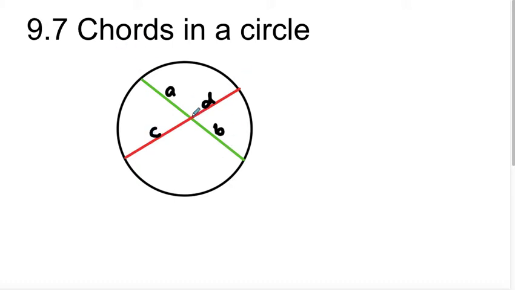So the theorem basically says that if two chords intersect in the interior of a circle, like the red and the green line shown in this picture, then the product of the lengths of the segments of one chord is equal to the product of the lengths of the segments of the other chord. So many words. Basically what that means is that segment A times segment B, so the product of the lengths of the one chord, is equal to segment C times segment D. So that's the formula that we're going to be using.